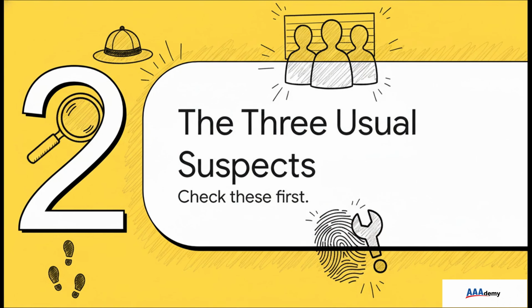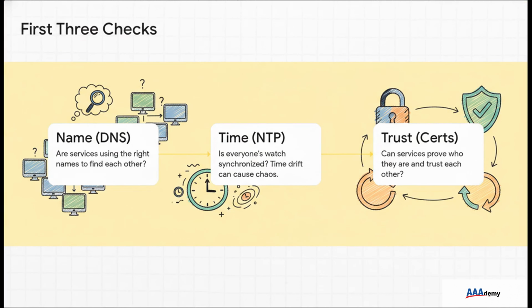Now, just like in any good crime drama, every investigation has its usual suspects, right? The ones who are responsible for most of the trouble. Well, in vSphere, it's really no different. Before you go looking for some complex, exotic cause, you absolutely have to check these three first. Your first three stops, every single time, should be DNS, NTP, and certificates.